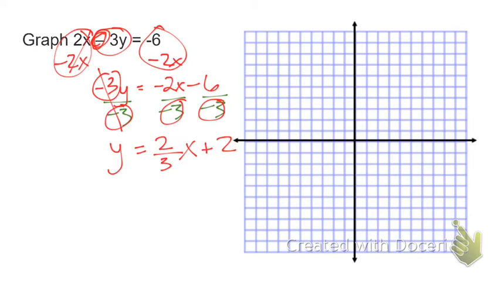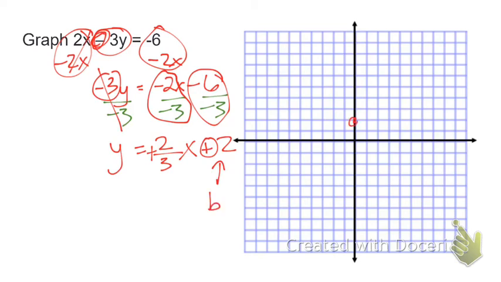And so when I divide, right there, negative 2 over a negative 3, well, the only thing that I can simplify are the negatives. A negative divided by a negative is going to be a positive 2/3 x. Right? And then negative 6 divided by negative 3 is going to be a positive 2. So once again, my b value is going to be a positive 2.